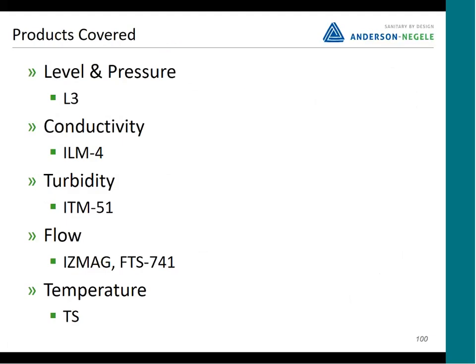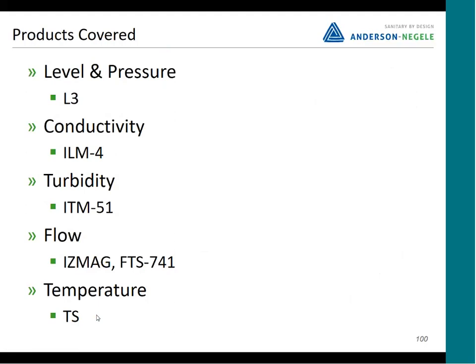All right, so that was a lot of content in there. I know I went kind of fast, but we did cover the L3. We covered the conductivity sensor, which is the ILM4, the turbidity for the CIP pre-rinse, which is the ITM51, again, replacing the ITM3. We looked at a couple of flow sensors, the IZ-Mag for the return flow circuit and the FTS for return proof of flow, okay? And then the temperature sensor on both the CIP supply and the return.